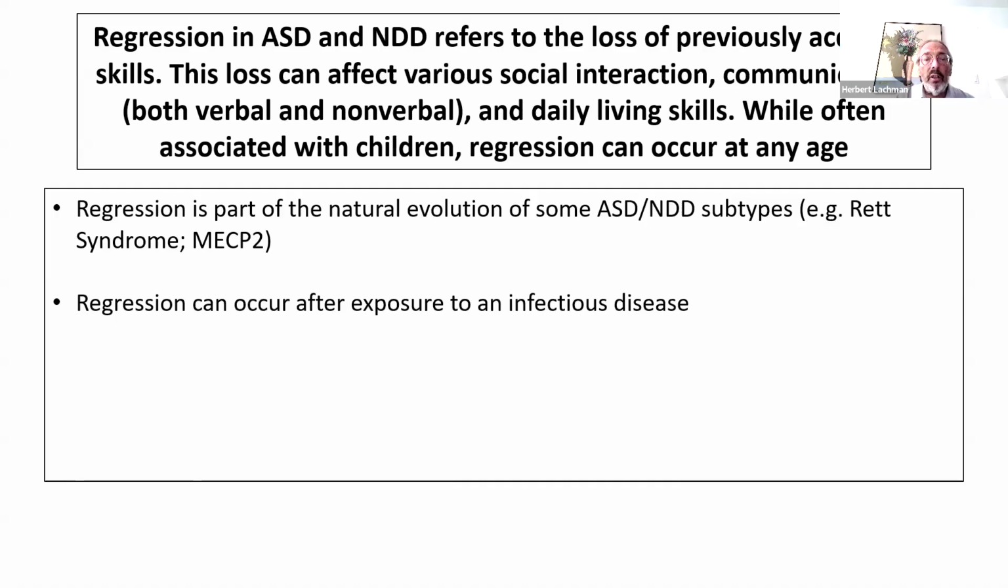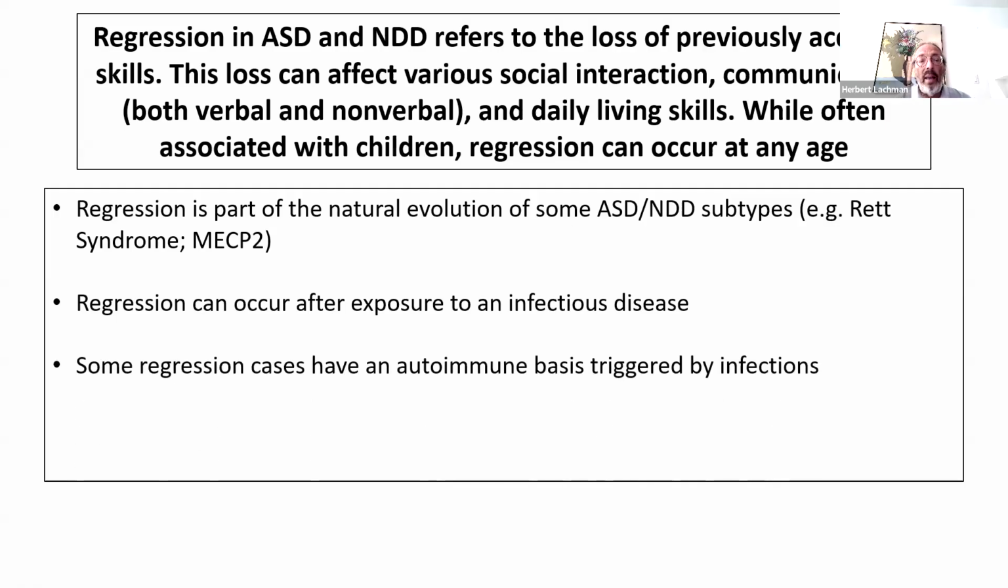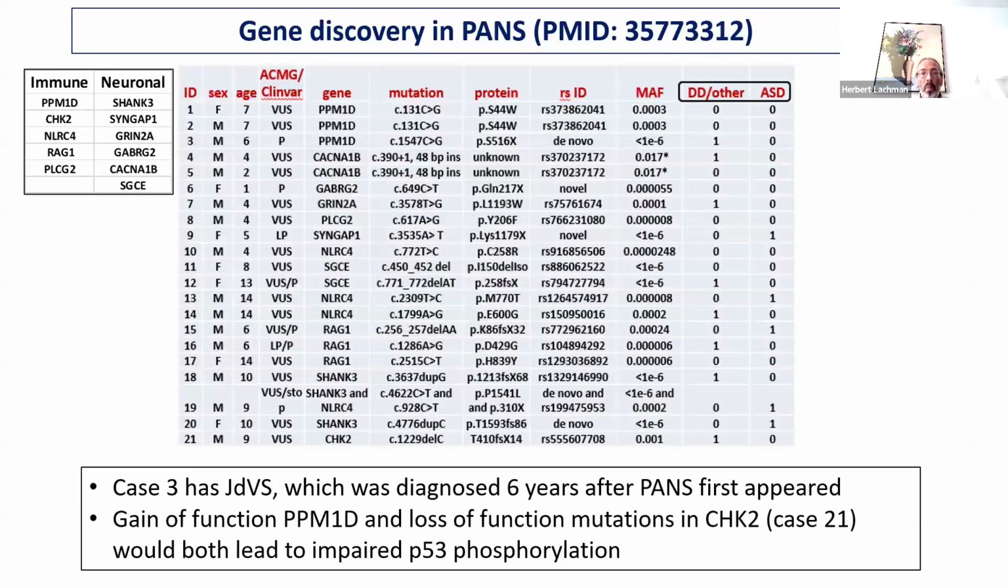In other cases, it can occur at any time, sometimes following an infectious disease. And this too, regression too, is believed by many to have an autoimmune basis. And just like in PANS, some of these cases respond to immunomodulation.